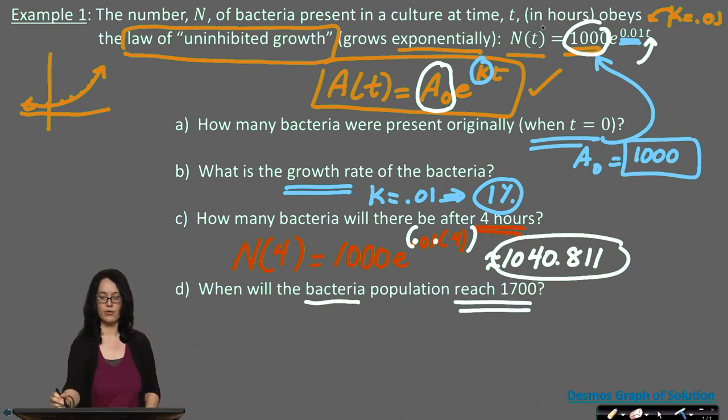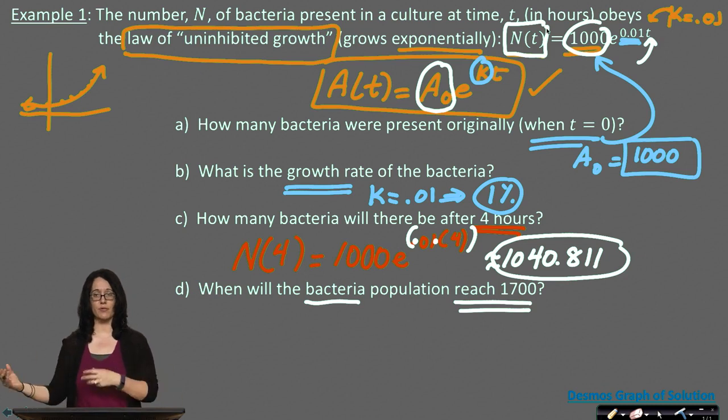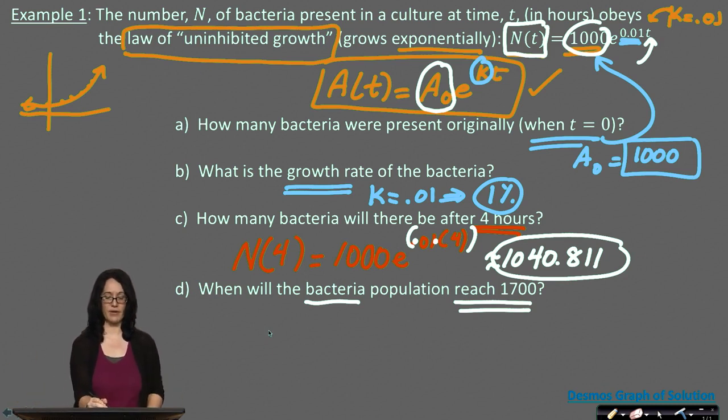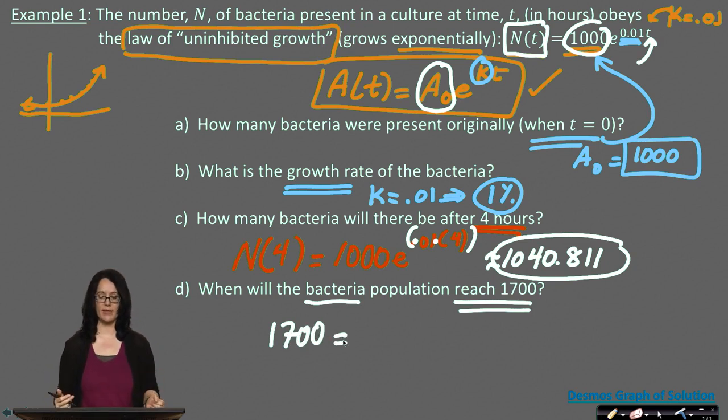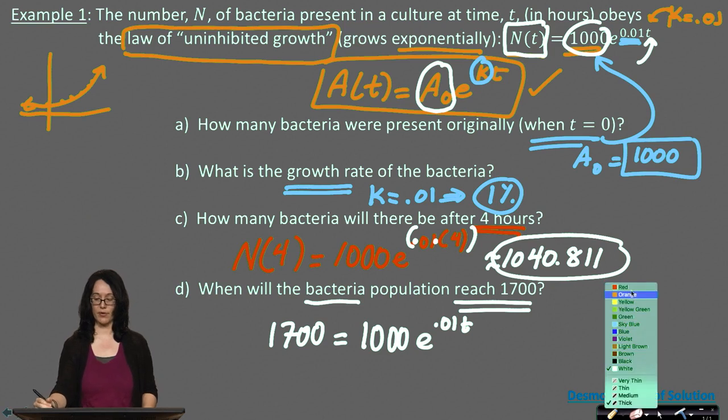So that would need to go on the left side as your output of the model, right? Your output depends on the time, which is your input. So if I put my output at 1,700 bacteria, we're looking for what input, what time would make that happen. How long would it take for this to occur? Well, that should equal the other side, 1,000 e to the 0.01 t. This is very similar to our last example on the first slide, so feel free to pause and go back and check yourself, see if you can do this on your own.